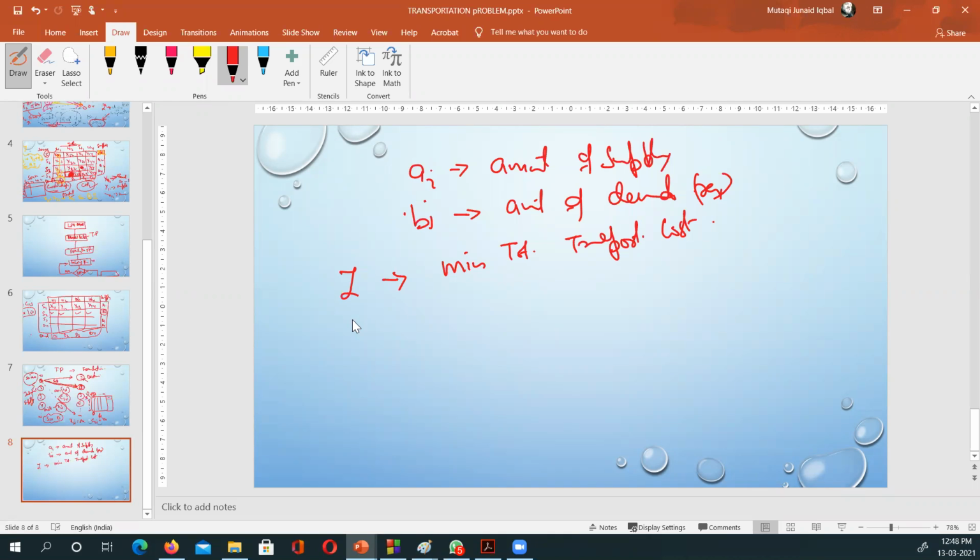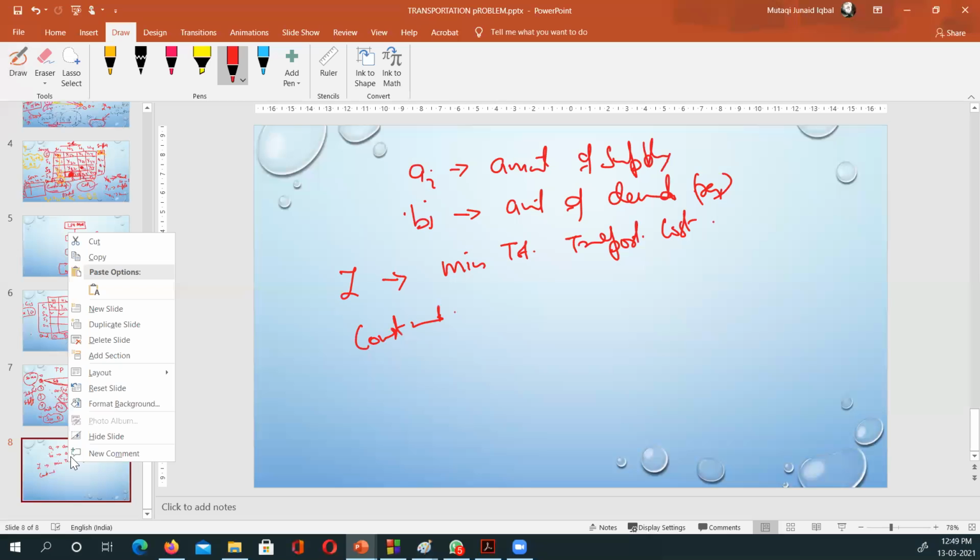Okay, but we have to satisfy some constraints. And here we know there are two types of constraints. Yes, can you tell me? One is that of demand and other is that of the supplies. Okay, so if we have a problem, we just see one simple problem and understand it, then formulate it in a mathematical formula.